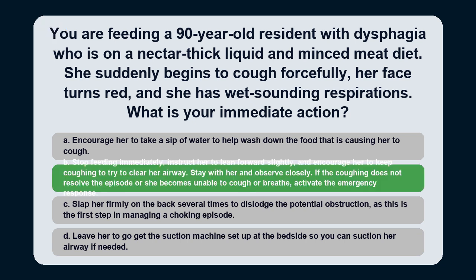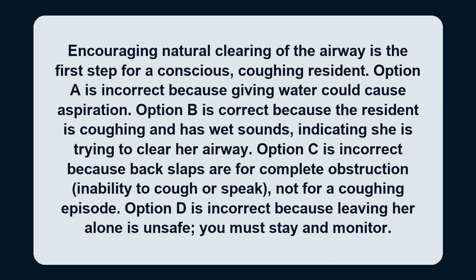The answer is B. Encouraging natural clearing of the airway is the first step for a conscious, coughing resident. Option A is incorrect because giving water could cause aspiration. Option B is correct because the resident is coughing and has wet sounds, indicating she is trying to clear her airway. Option C is incorrect because back slaps are for complete obstruction, inability to cough or speak, not for a coughing episode. Option D is incorrect because leaving her alone is unsafe. You must stay and monitor.